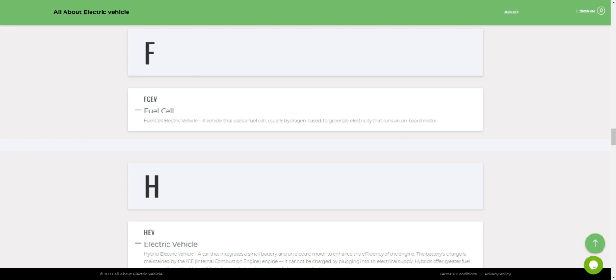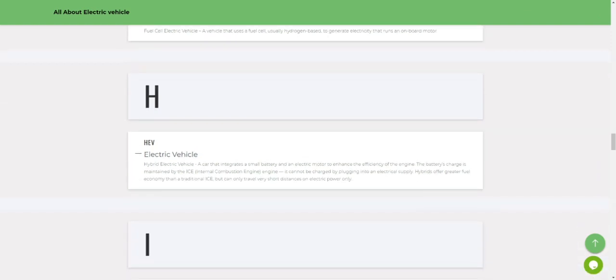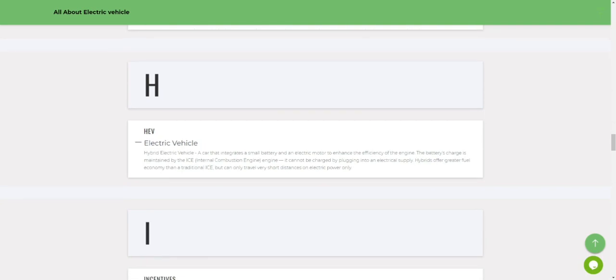Then there's gigafactory, a word used for very large factories that make electric cars. Gigafactory is usually a term reserved specially for Tesla facilities. Okay, do remember this. Then from H there's HEV, hybrid electric vehicle. You all know what the HEV is.